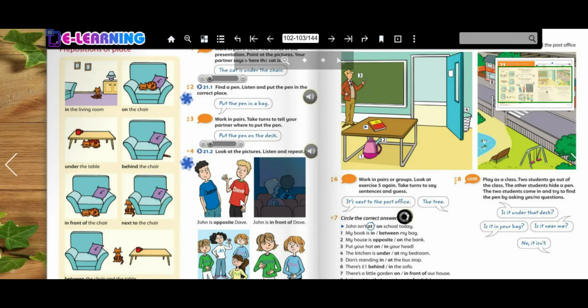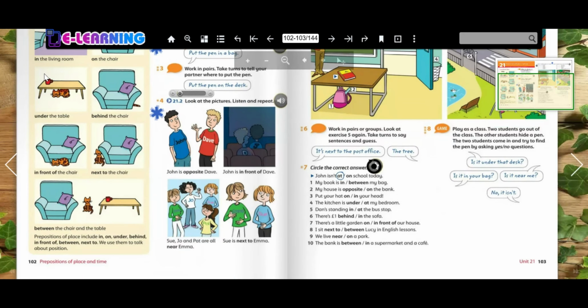So I think that you remembered all of the prepositions of place. Nice. So exercise 4, look at the picture, listen and repeat. So I say, you say, John is opposite Dave. John is in front of Dave. Sue, Joe, and Pat are all near Emma. Sue is next to Emma.